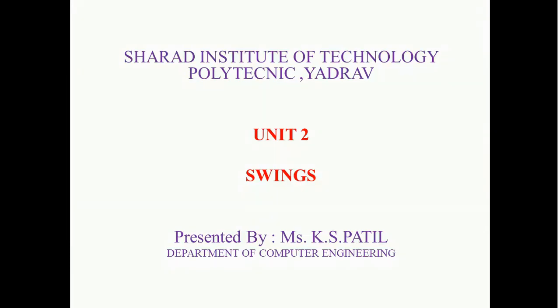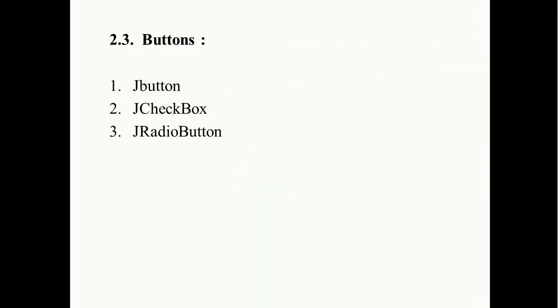In the last lecture, we saw the swing components. In that, we saw first JFrame, JApplet, icon and label, JTextField, JTextArea and JComboBox. These are the swing components. Now, in this lecture, we will study the swing buttons. In that, we will see first JButton, second JCheckBox and third JRadioButton.